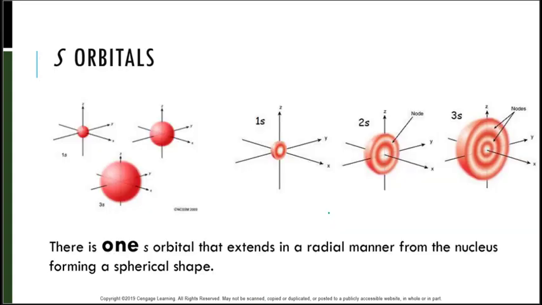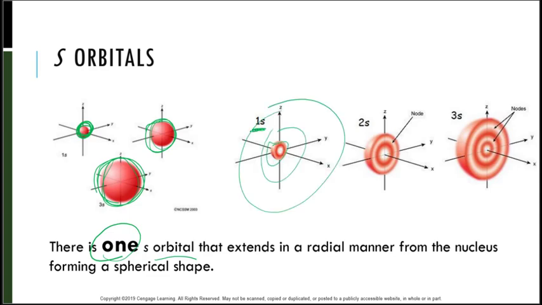First thing you need to know is some information about orbitals, where electrons are found. S orbitals have one s orbital within that orbital. S orbitals are spherically shaped. This is an example of what a 1s would look like. It's small, and as I get bigger, this would be 2s and 3s. You can see that as I get further from the nucleus, as my N value gets larger.